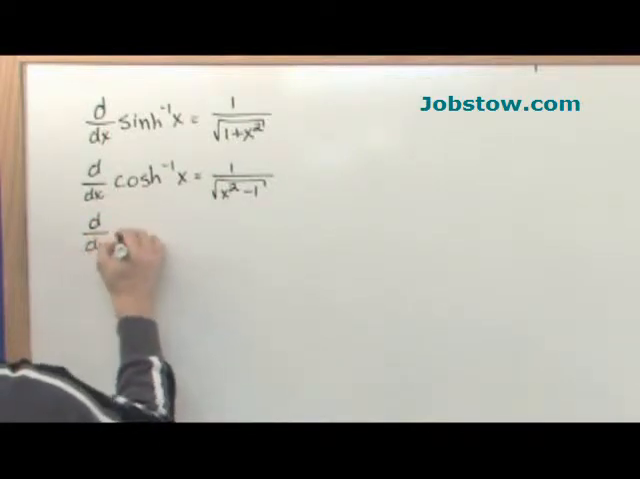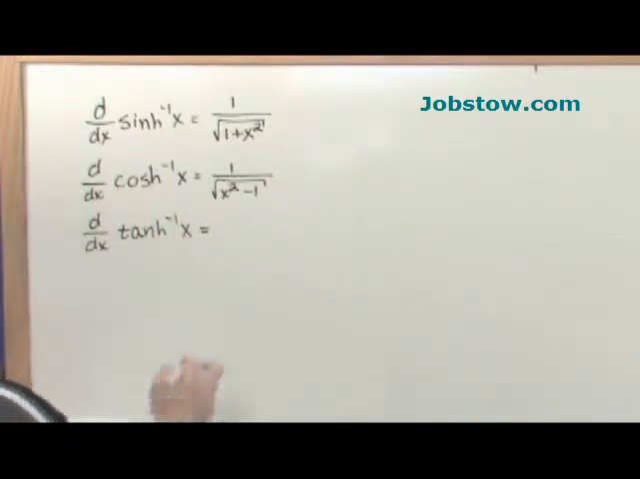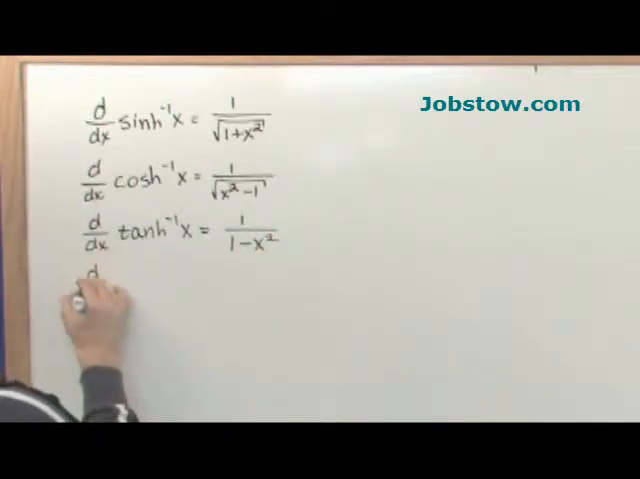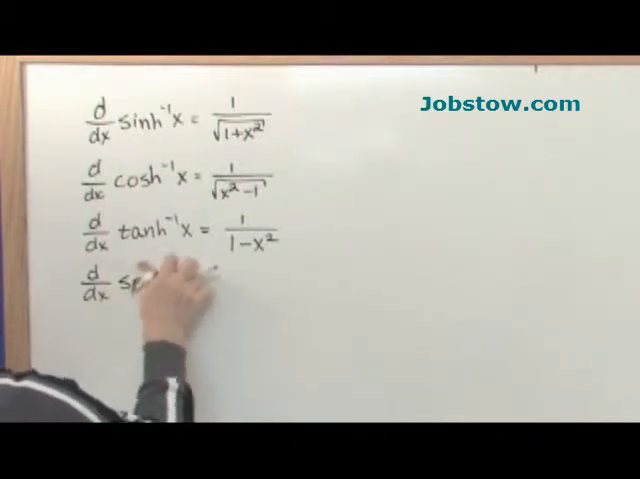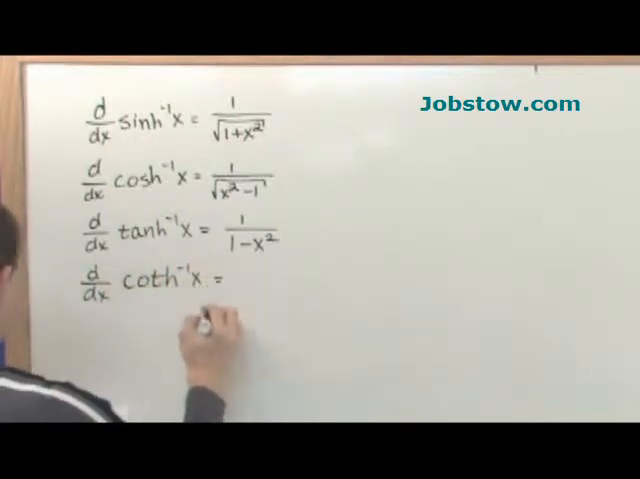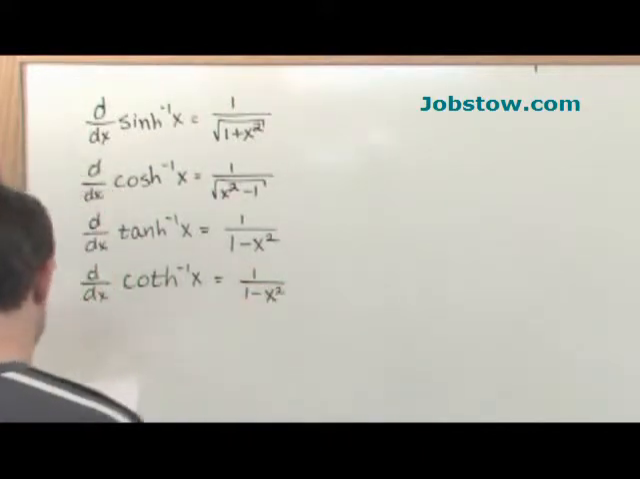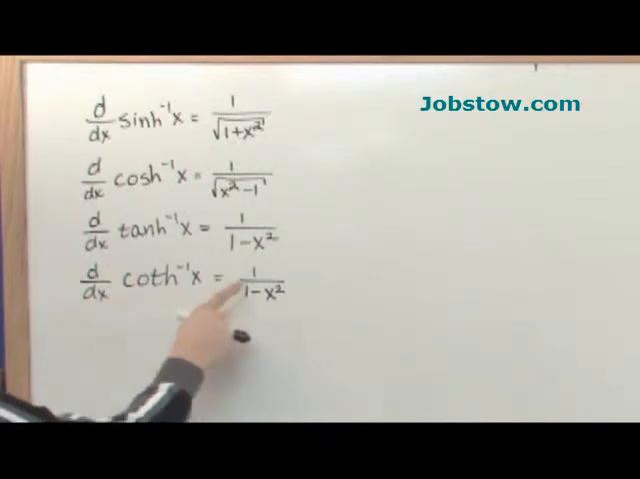The derivative with respect to x of the inverse hyperbolic tangent of x is equal to 1 over 1 minus x squared. And you'll see a little bit of similarity here. The derivative with respect to x of the inverse hyperbolic cotangent of x is going to be equal to 1 over 1 minus x squared. What you notice right away is that the derivative of the inverse hyperbolic tangent is exactly the same as the derivative of the inverse hyperbolic cotangent, which is just 1 over 1 minus x squared.